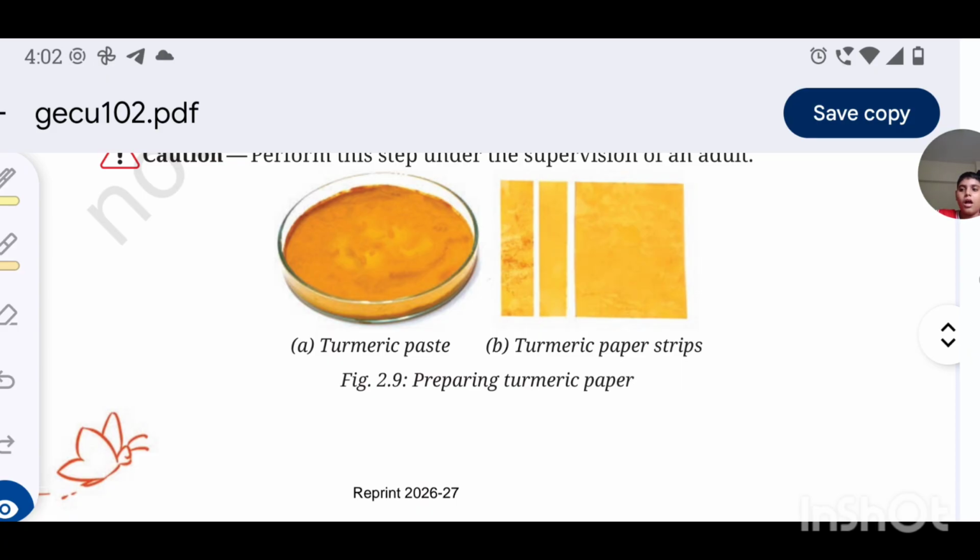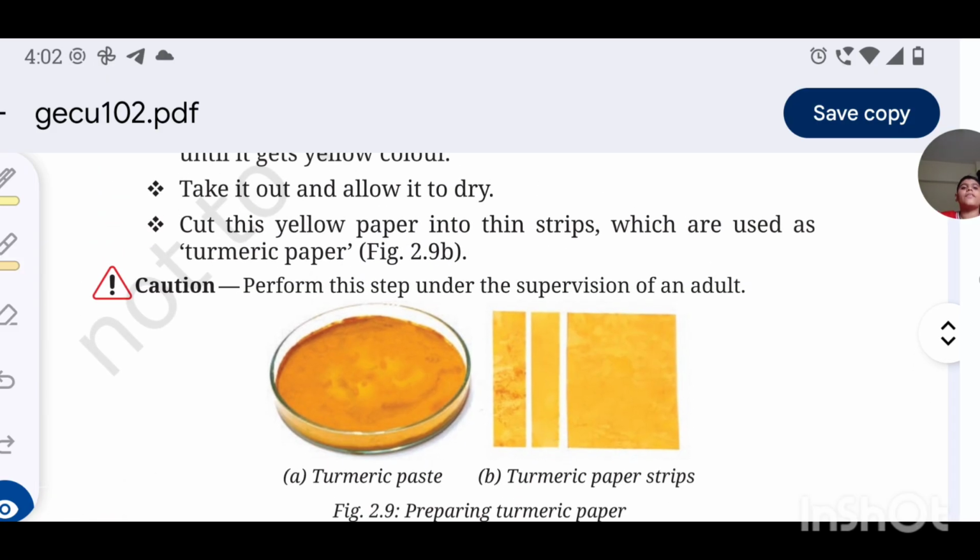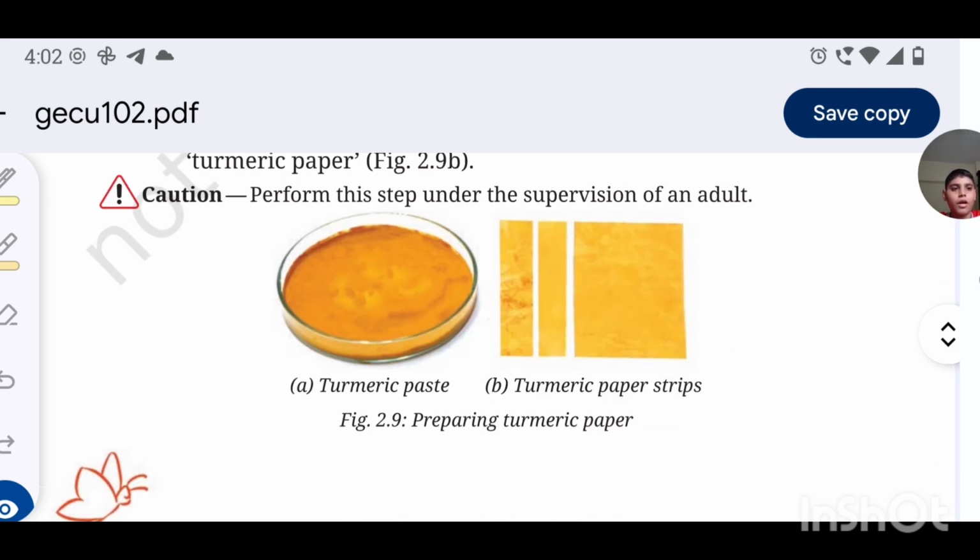Now there is also a caution, a warning given. Prepare this step under the supervision of an adult. Turmeric paper stripes are being shown here. You can prepare it at home also. Now, next one.